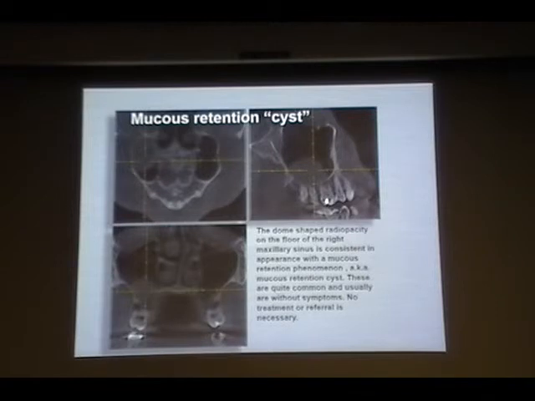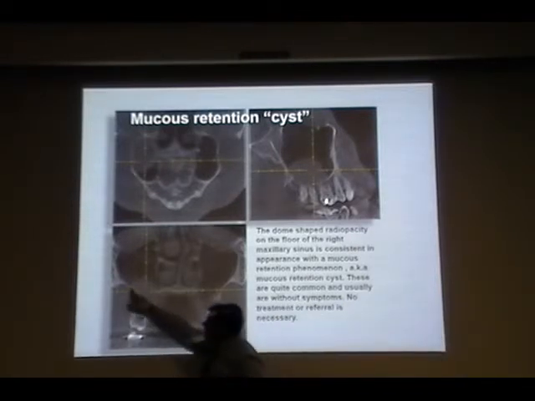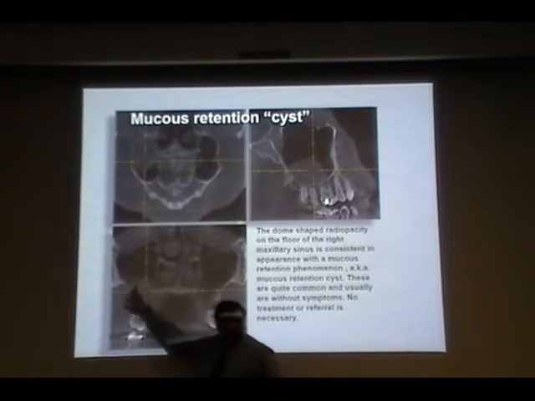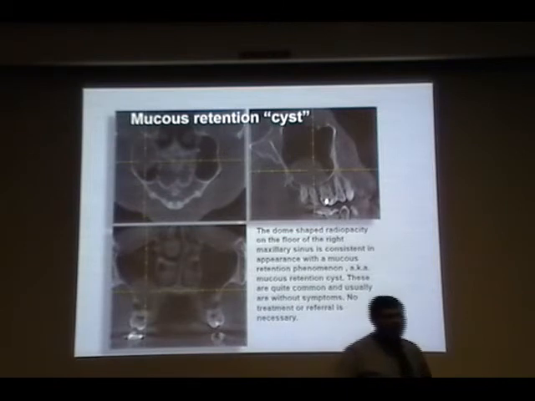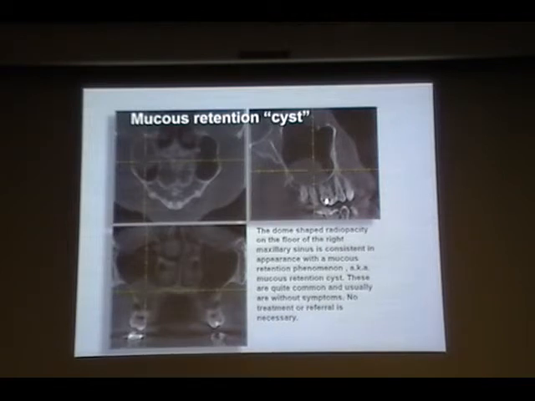Here you can clearly see a dome-shaped structure in the maxillary sinus. Do you see that white line here? Do you see a white line covering that? No. So if there is no white line, that means it is not related to the tooth.